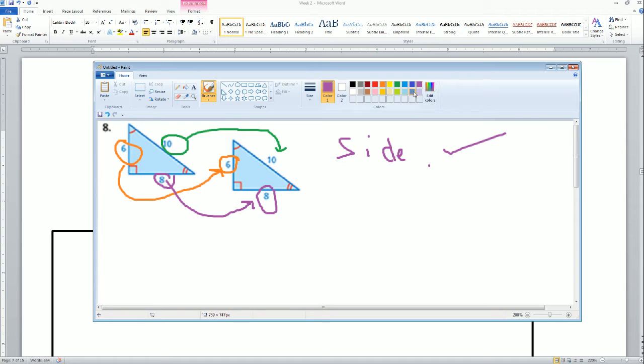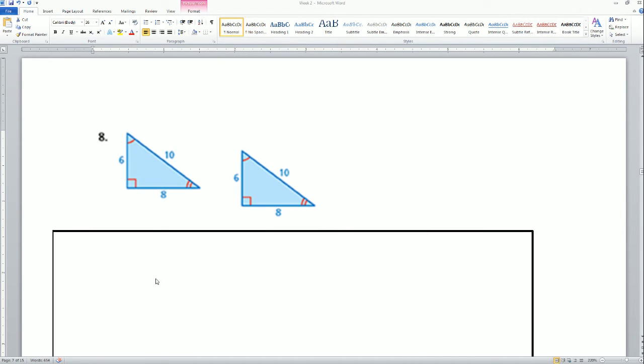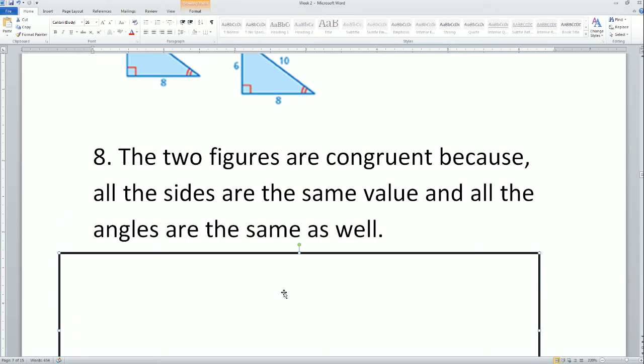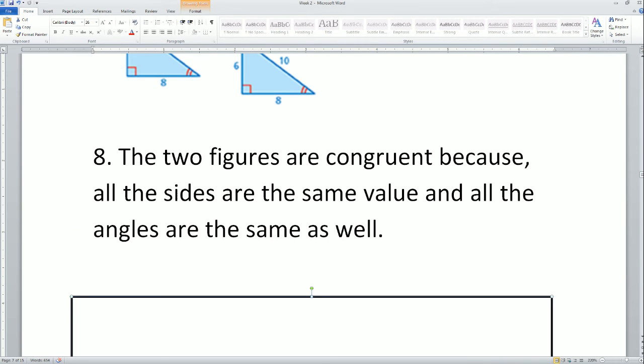That's good. Let's check for the angles. Let's look for the curve now. 1 red line. You see 1 red? Good. Box here, 90, 90, perfect. And 2 here, so 2 has to be here. So that is your angle here, we check that off. So the fact that the 3 sides are congruent and the 3 angles are congruent, we say the two figures are congruent because all the sides are the same value and the angles are all the same value as well. There you go. That is the homework solution.